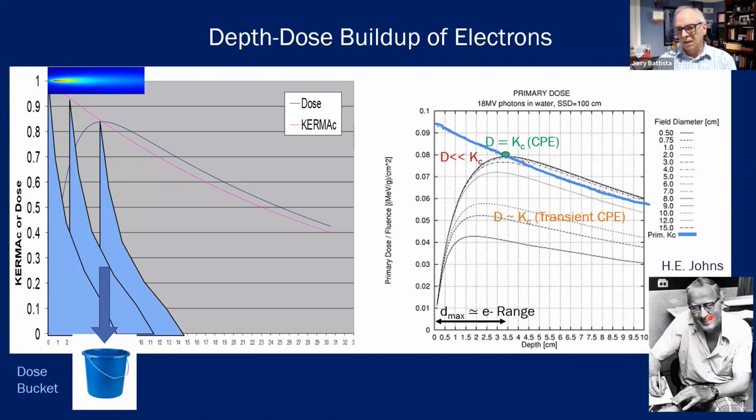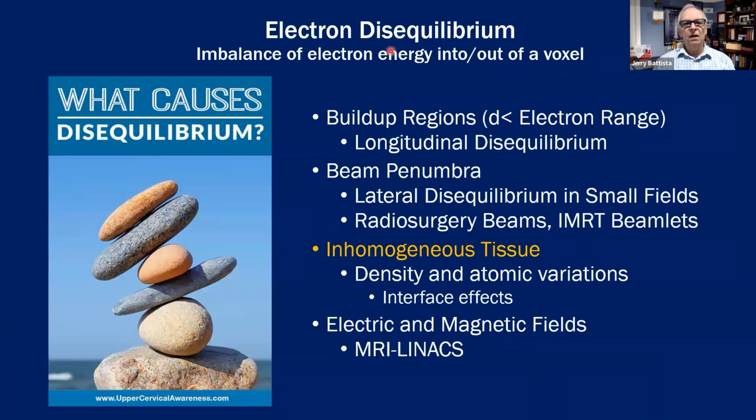And this is, again, Dr. Harold Johns, who's the Canadian hero of medical physics. And he described this beautifully in his book, the whole idea of keeping your eye on the electrons. So what can cause disequilibrium? Because if there is disequilibrium, we have a deficit of dose, a sudden drop in the dose. What can cause this disequilibrium?